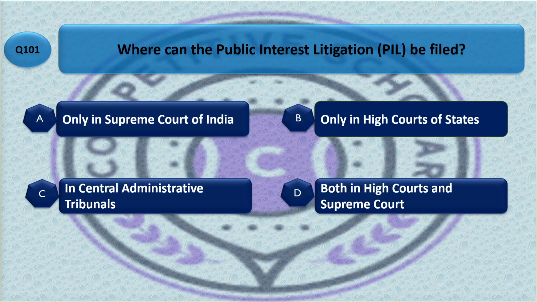Next, 101. Where can the public interest litigation, PIL, be filed? Option A, only in the Supreme Court of India. Option B, only in High Courts of States. Option C, in Central Administrative Tribunals. Option D, both in High Courts and Supreme Court. Answer is option D.